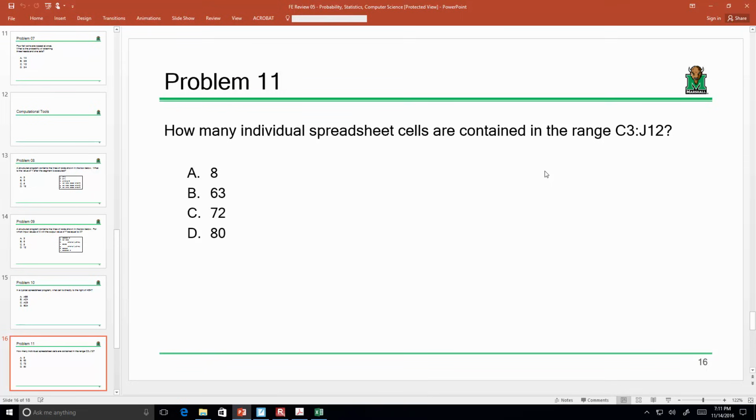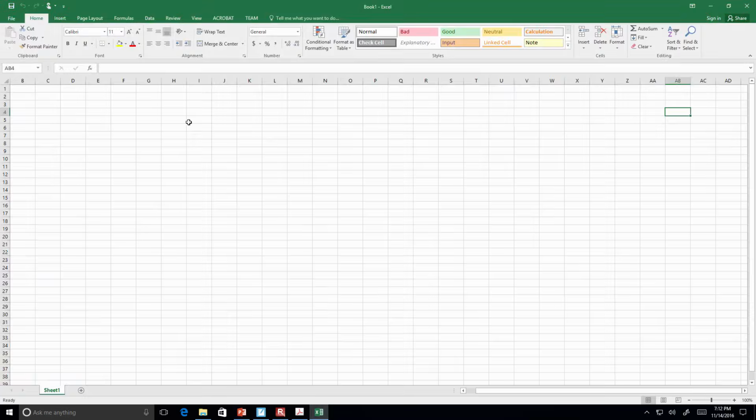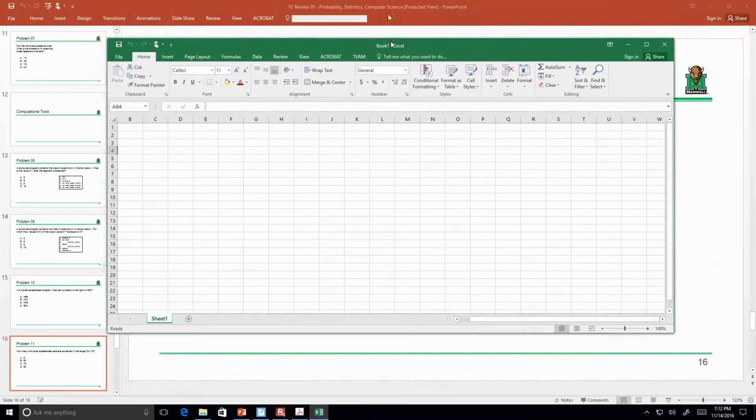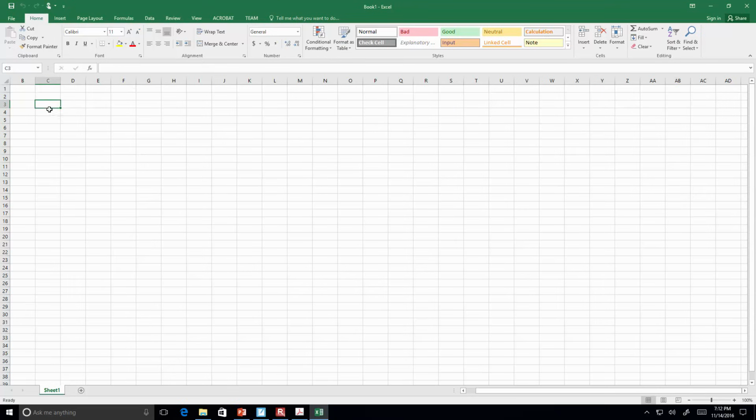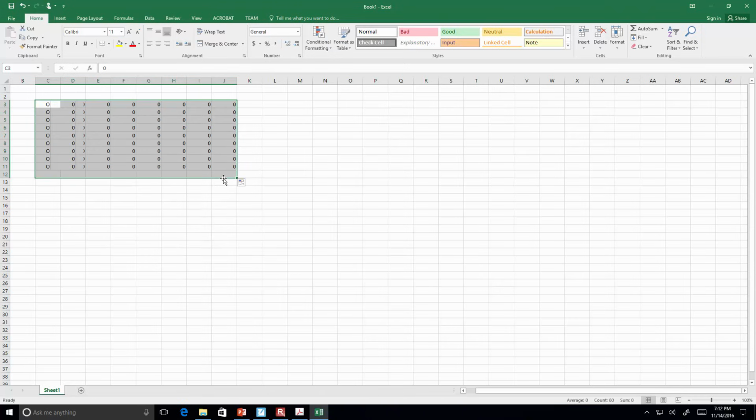What you got? 80. That's right. Exactly right. And the easiest way is to just look at it. So it's C3 to J12. There's C3. I know you don't have the option of using that on a spreadsheet, but here's J3, J12, right? And if I look here in the count on the bottom, 80.